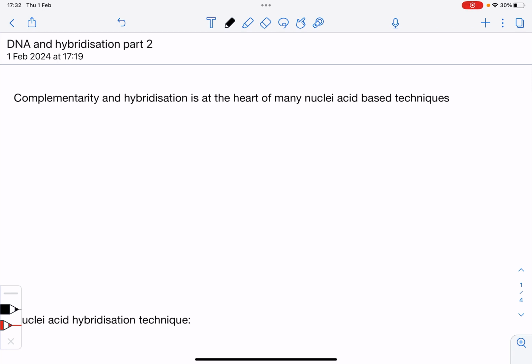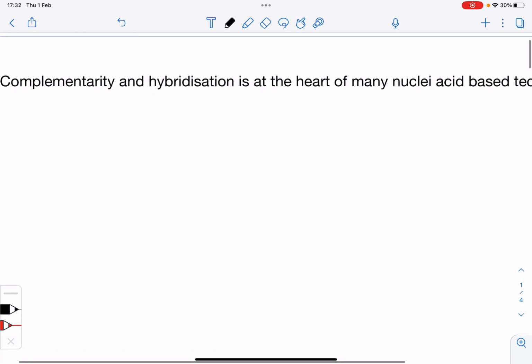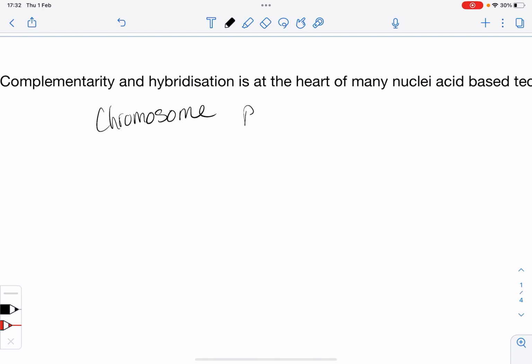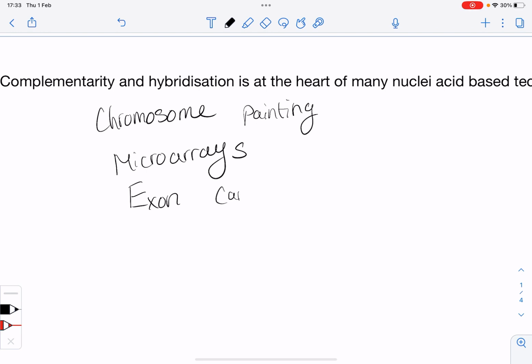Some examples for you could be chromosome painting, microarrays, which will be a topic we will cover later on, exon capture, DNA sequencing by Sanger or next generation sequencing.